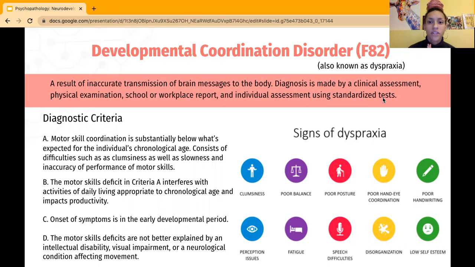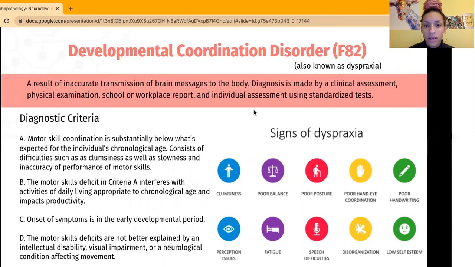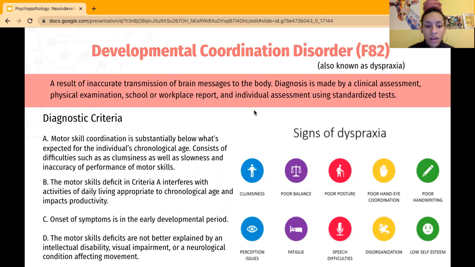So in order for an individual to be diagnosed with this, their motor skill coordination must be substantially below what's expected for their age, and these deficiencies must interfere with their activities of daily living, such as clumsiness, poor balance, posture, having poor hand-eye coordination, poor handwriting, perception issues, speech difficulties, among other things. And these deficits or behaviors must not be better explained by an intellectual disability or visual impairment or a neurological condition affecting movement, such as cerebral palsy, muscular dystrophy, or a degenerative disorder.